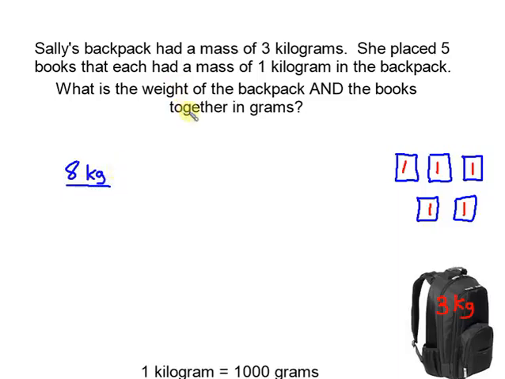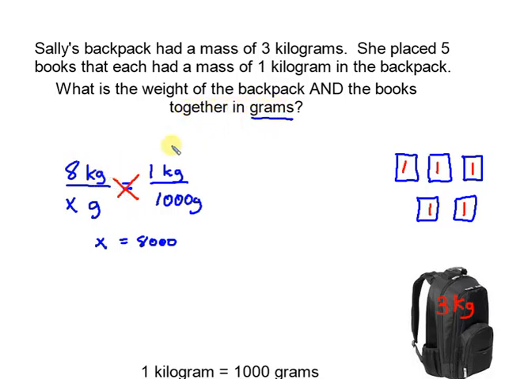That's what we've got. Now, what do we want? We want that weight in grams. We don't know the number of grams, so we'll put x grams there. And we'll set up our proportion. How many grams are there in a kilogram? Well, we know that there are 1,000 grams in 1 kilogram. So, we'll set up our ratio: 1 kilogram and 1,000 grams. Notice they match kilograms to kilograms, grams to grams, and then cross multiply. 1 times x is just x. 8 times 1,000 is, of course, 8,000. We don't need a calculator for that. So the weight of the backpack and the books together, which was 8 kilograms, is equal to 8,000 grams.